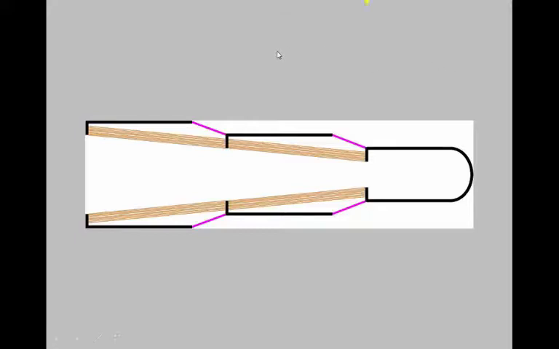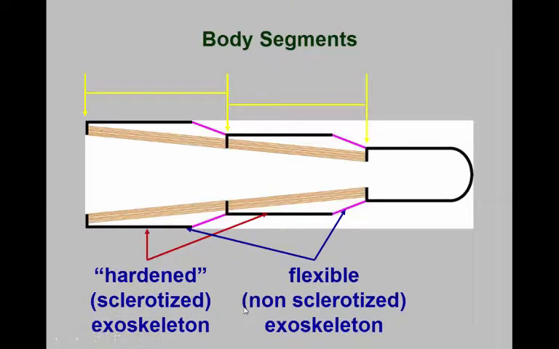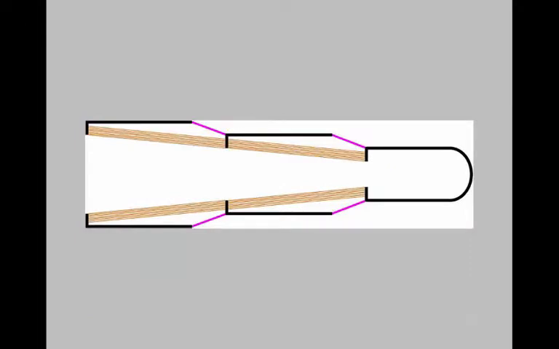I hope this still works. So there's the original body segments. We have the hardened part, what we call sclerotized, and the flexible part, the non-sclerotized. Do you see it? So when those muscles contract, it telescopes that together. Okay? So this is kind of neat to me as a system.